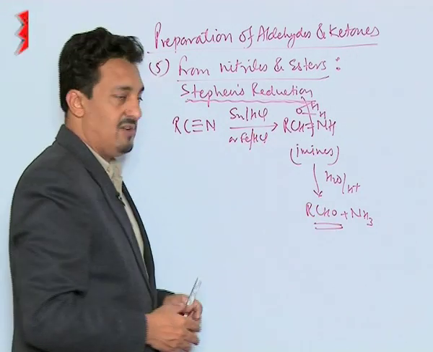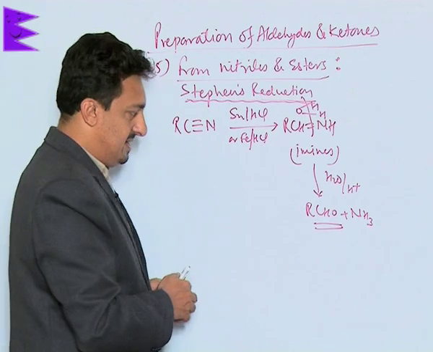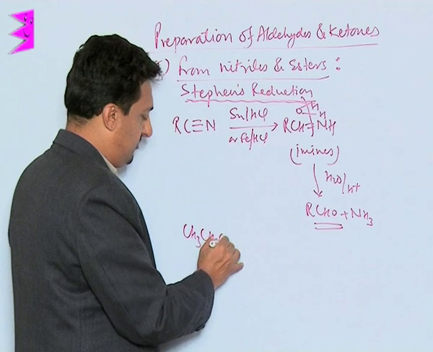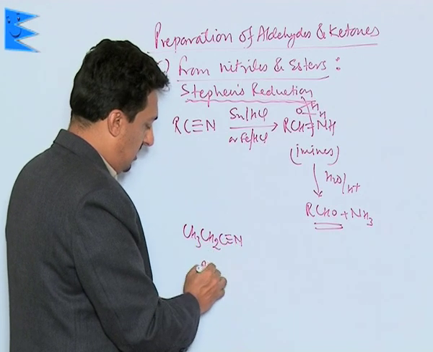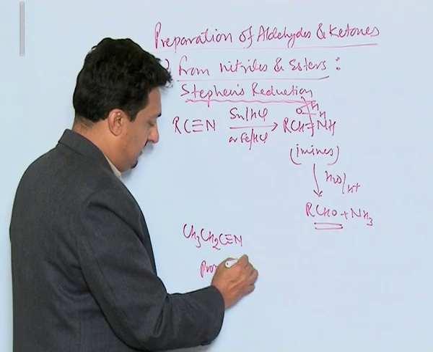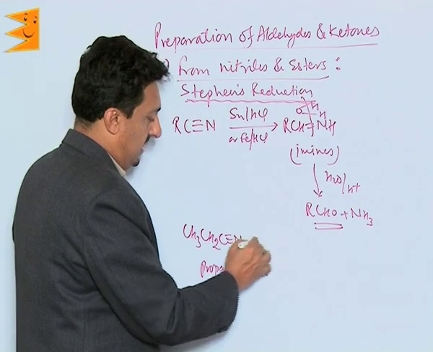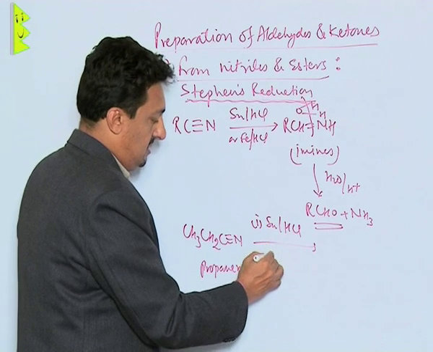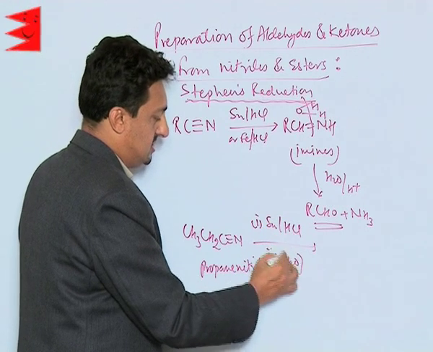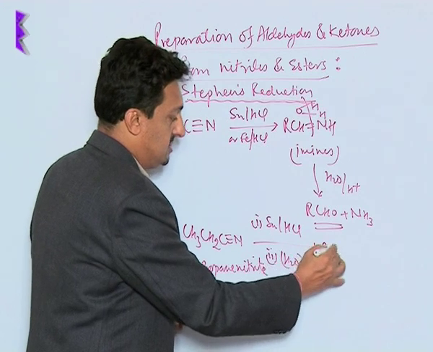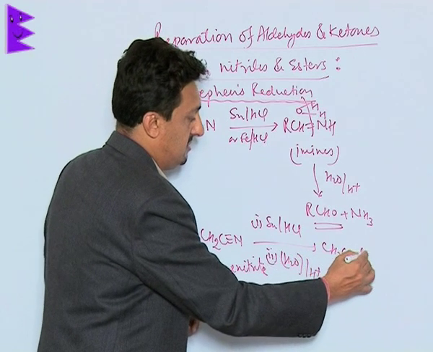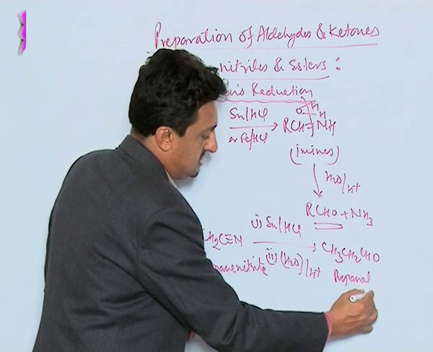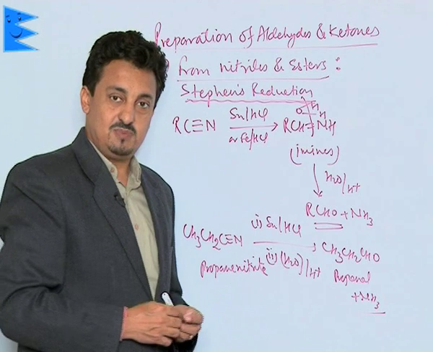That's called Stephen's reduction. Now we can take an example to see how we write this reaction. If we have CH3CH2C≡N, it's called propane nitrile. This on reaction with SnCl2/HCl, followed by hydrolysis in acidic medium, is going to give us the same-carbon aldehyde, propanal, plus ammonia. So this is how this reaction takes place.